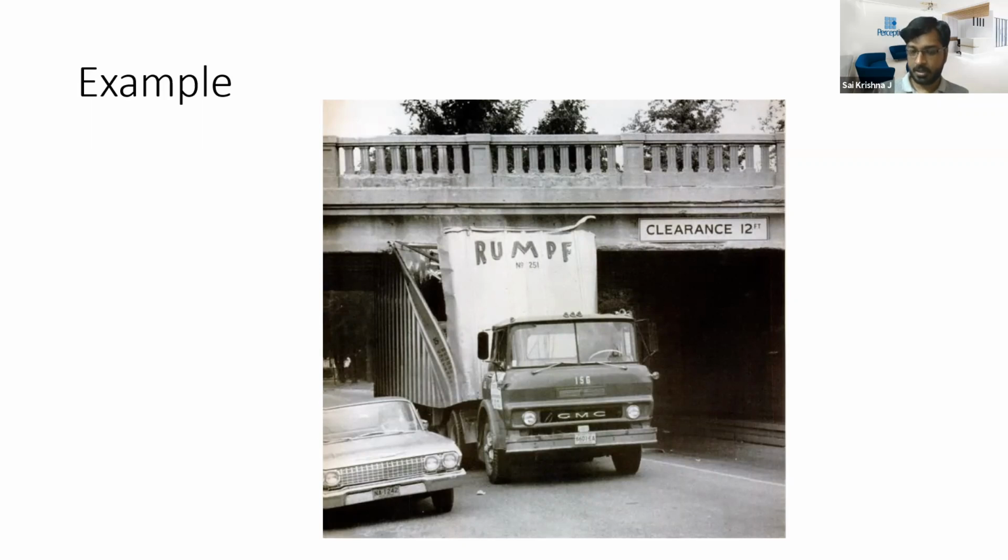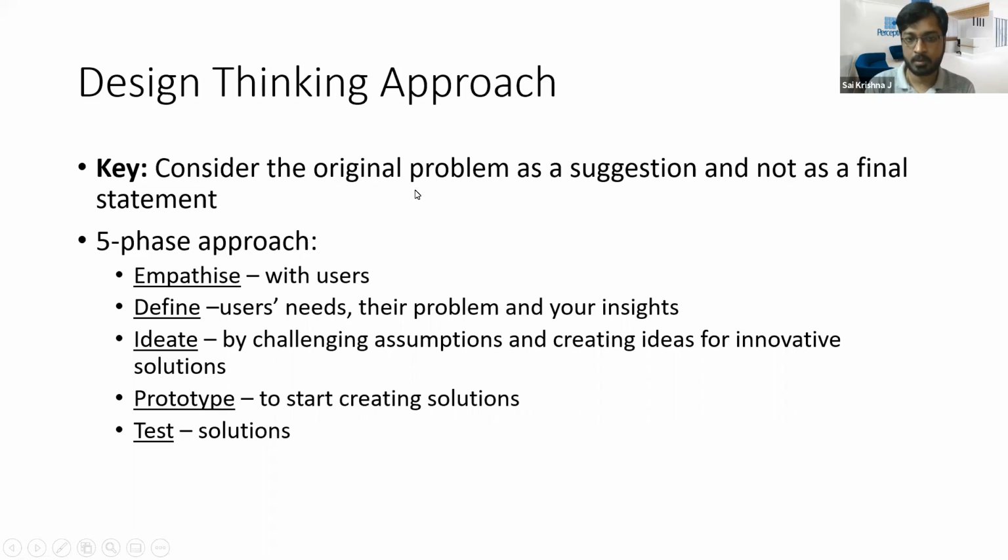Normally, when we are faced with a particular problem, we also don't tend to think in terms of what is the simplest way to solve it. We typically tend to come up with advanced solutions to that problem. But in this case, they came up with a very, very simple solution of letting the air out of the tires and thereby reducing the height of that truck. Now we consider the original problem given to us by the customer as a suggestion and not as a final statement. And it's a 5-phase approach which people typically follow.